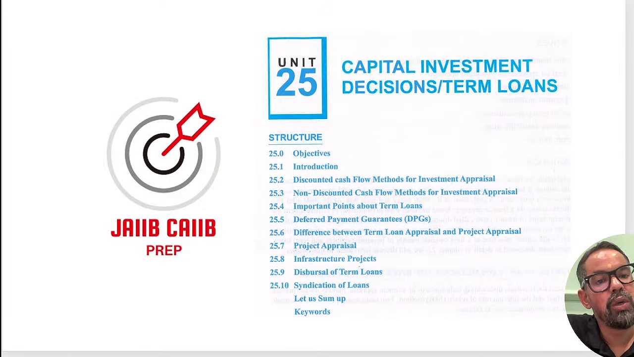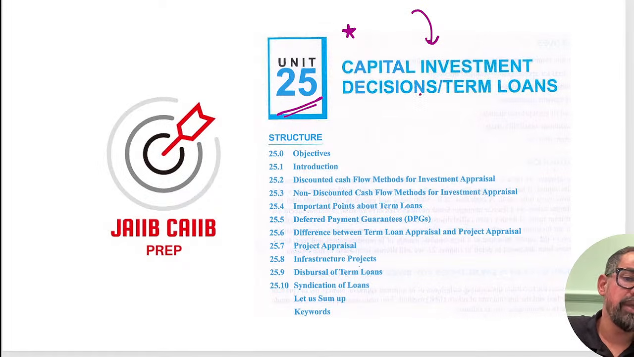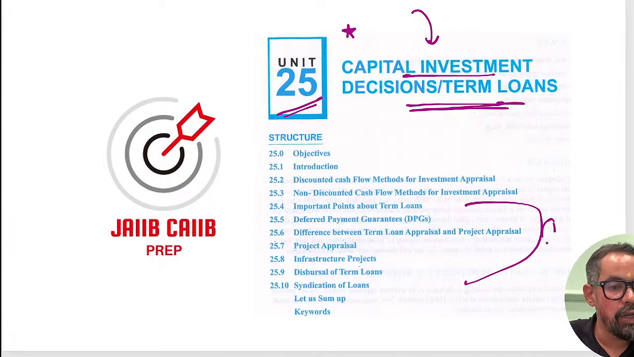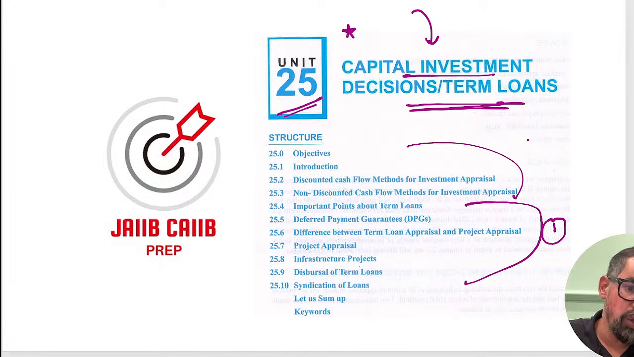Next one, unit number 25, capital investment decision. It is divided between two parts. One is capital investment decision, another one is term loan and project loan appraisals. Now here you will definitely see one question around this for at least 1 mark, one question or two questions around this for 2 marks or 3 marks. Again, very very important one.